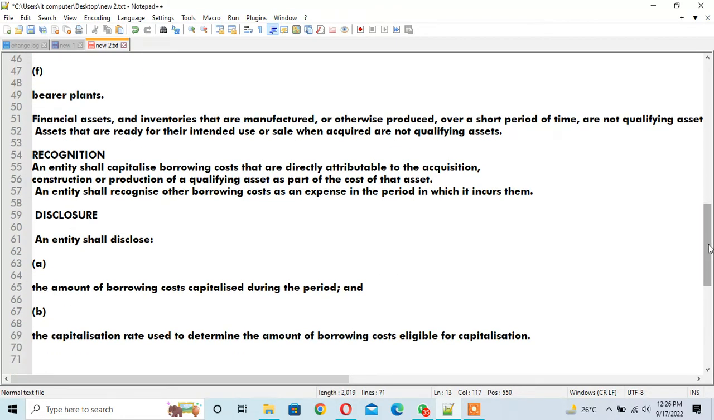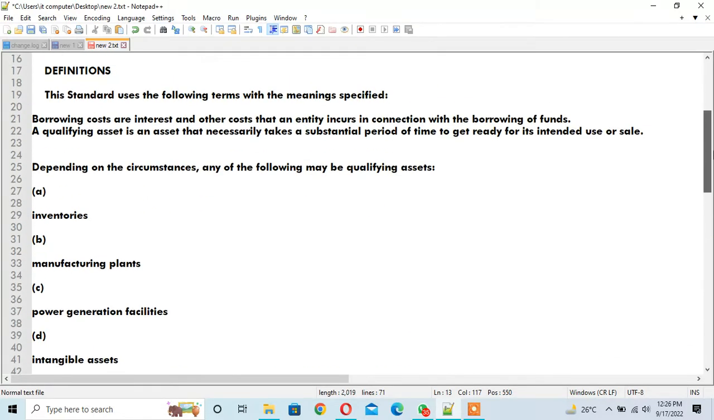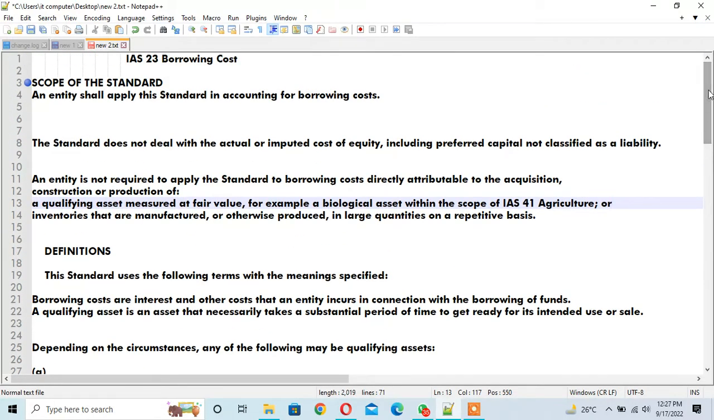Then I will show you the recognition of this standard, borrowing cost, how to recognize it in the books of accounts, because we recognize all the assets, expenses, and liabilities. I will also show you how to recognize the finance cost, the borrowing cost, and then how to disclose this cost, as we disclose different assets, expenses or incomes in the notes to the accounts, which is the fifth type of financial statement.